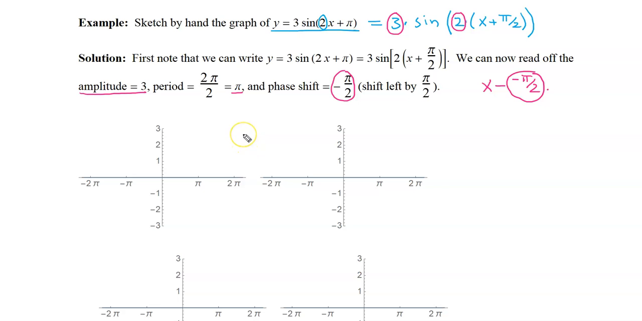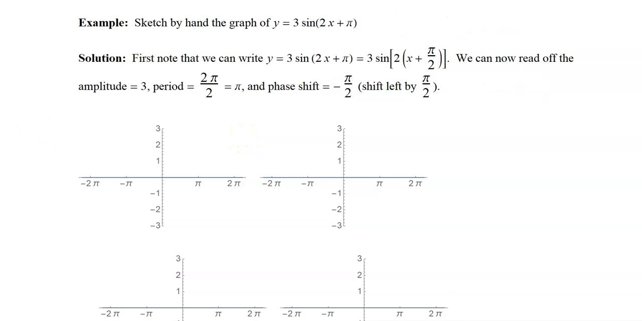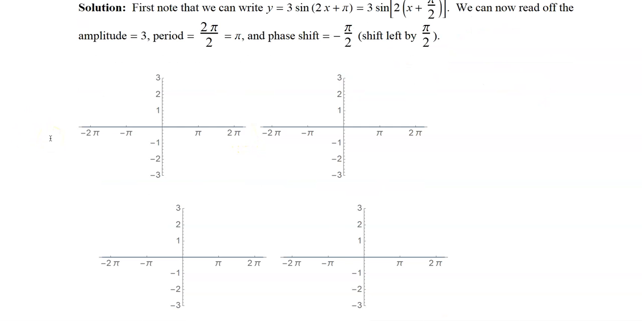So what we have to do here, we're going to start out with the graph of sine x. So remember, the graph of sine goes something like this. Okay, so there's the graph of sine. Now let's introduce an amplitude change of 3 units. So then our graph would go like this.